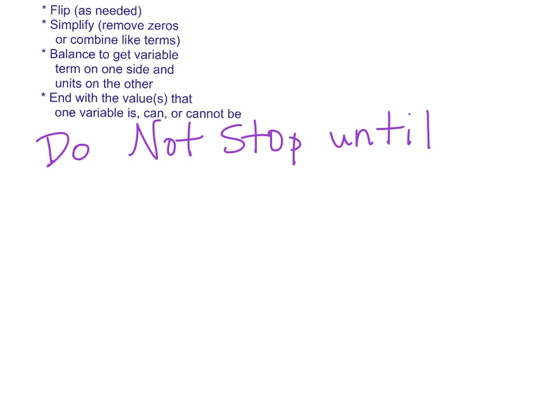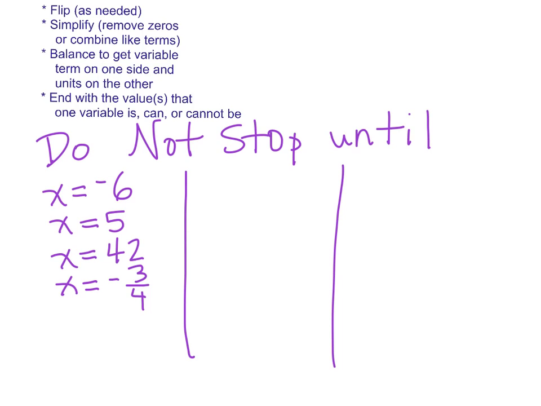Most importantly, do not stop until you have one of three things. So the first column has different values that x can be, whether it's negative, positive, fraction, decimal even. That is the one thing to stop at, where you know what the value of x is.